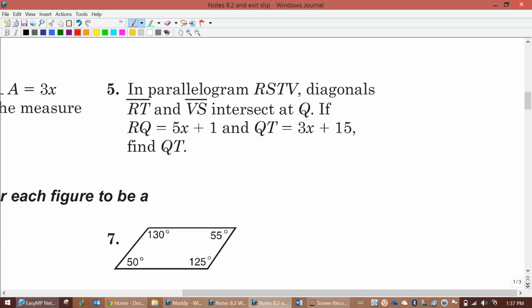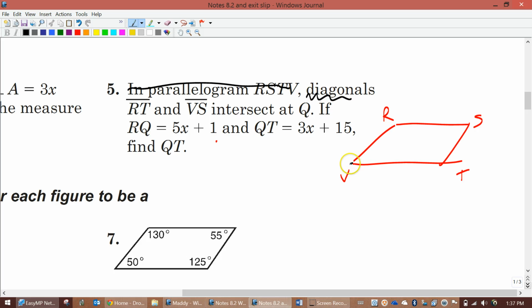What's a good strategy to go after this guy? So we're going to draw a parallelogram. What do we need to do? Yep. Label these guys. What else do we need to do? Where's RQ in our picture? What else do we need? Diagonals. Diagonals. What else do we need?